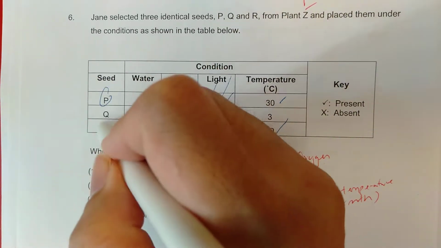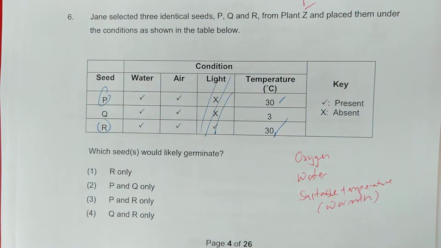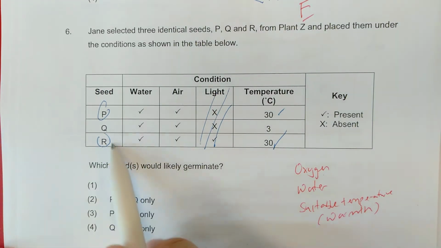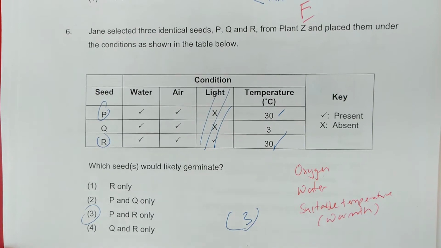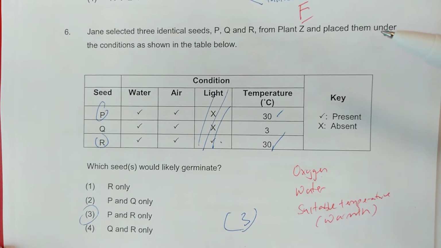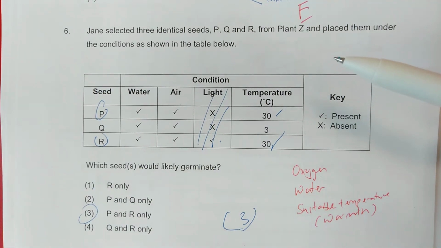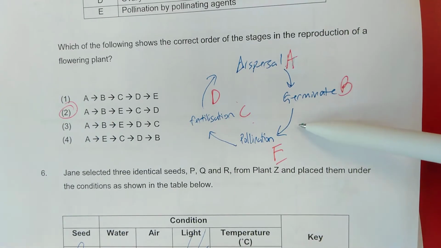It appears that P and Q, these seeds can germinate, and they're the same kind of seeds because they're from the same plant. Sorry, P and R, I misspoke. P and R can germinate. So the answer is 3 for this. There's no need for light. If you have chosen R only as your answer, it means you have the misconception that light is needed for germination. Light is not needed. Light is needed only when a plant has moved past the germination stage, has already developed its own leaves, and then requires light to make food.